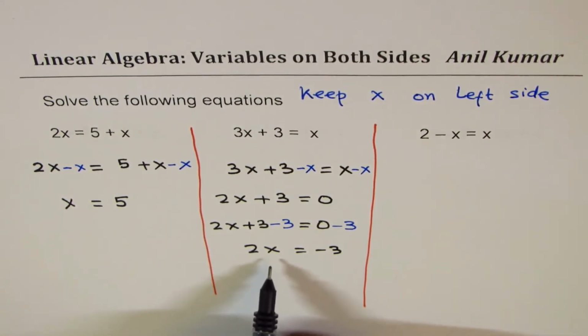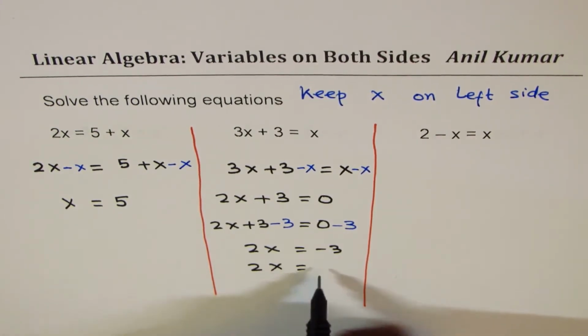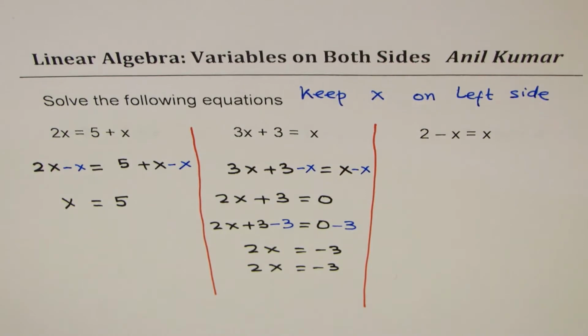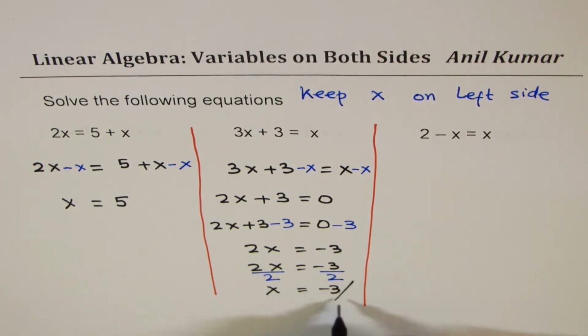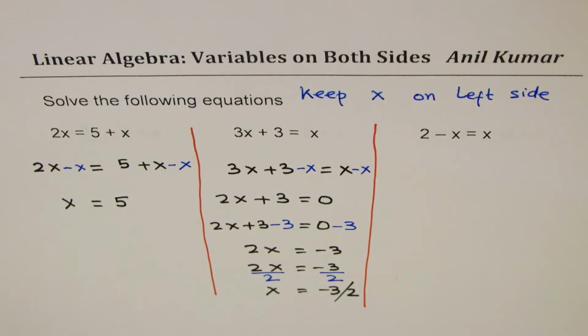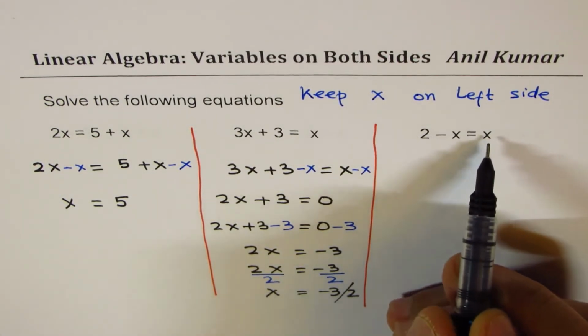Now we want x. We should divide by 2, correct? So the next step will be 2x equals to minus 3. We'll divide by 2 on both the sides. So I'm following steps to do these. You can cut on some of these steps. So minus 3 over 2 is what you get. Perfect.